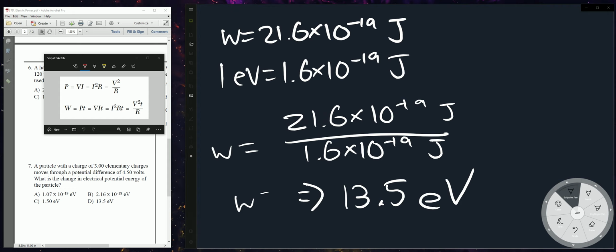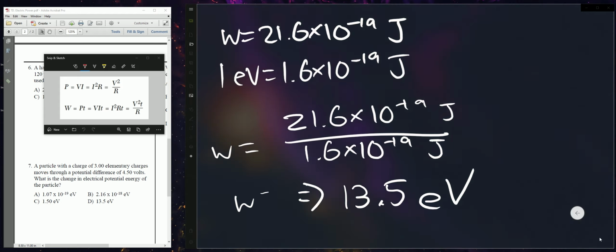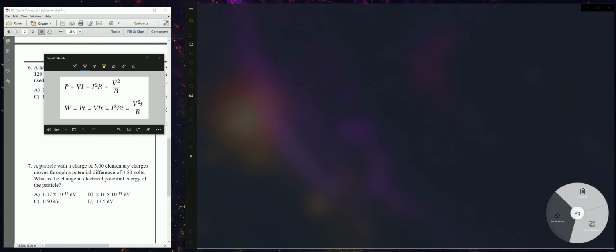It's one of two choices. Which choice makes the most sense? It's not going to be C, because 1.5 times 1.6 is not 21.6. But 13.5 sounds like a realistic answer. So now let's do 8.